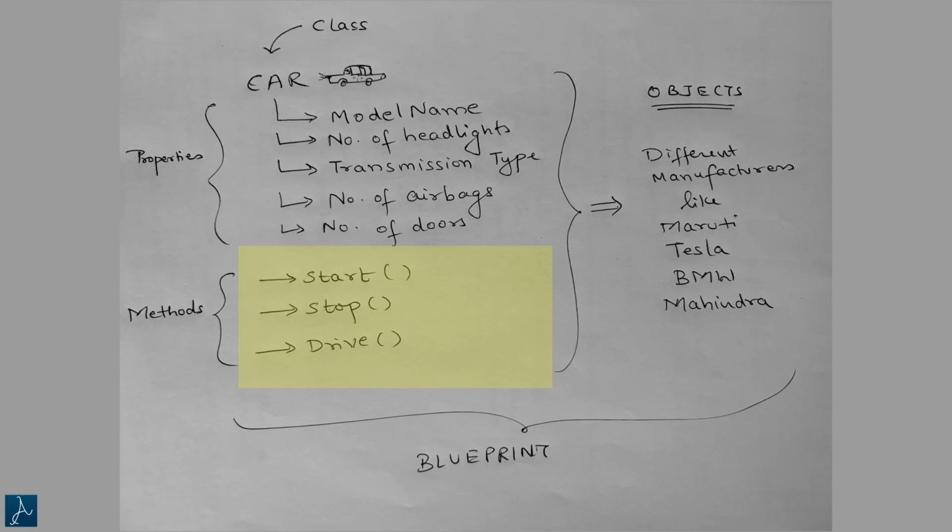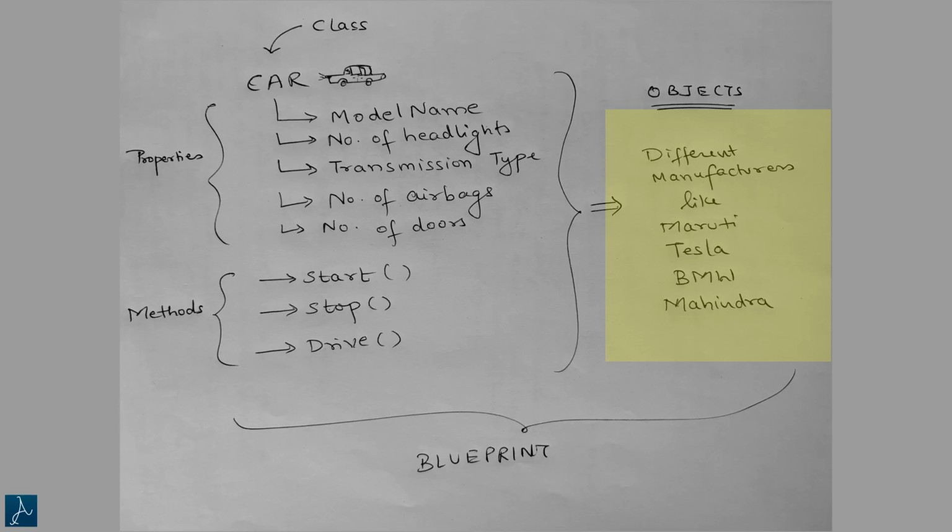Again, by definition, a class is a blueprint for creating objects and it defines properties and behaviors, that is, methods. Here, we have created a blueprint of a car class having different properties and methods like start, stop, and drive. This definition also says it is a blueprint for creating objects. This means I can create multiple objects of this class car. Tesla can be one object, Maruti can be another object, Mahindra can be one more object, and so on. There is no limit on the number of objects.